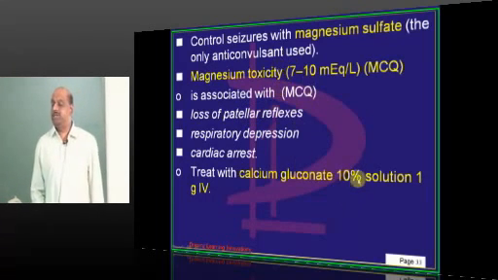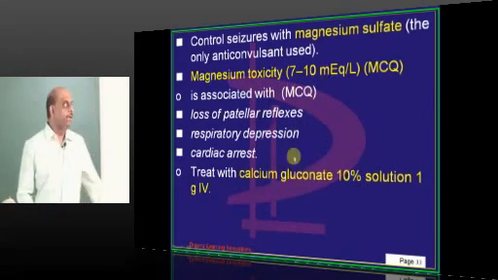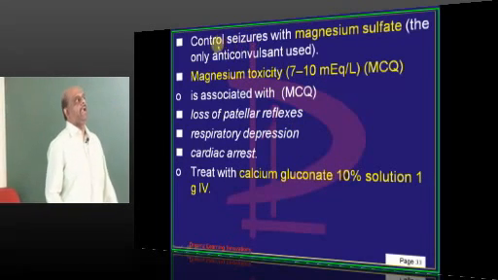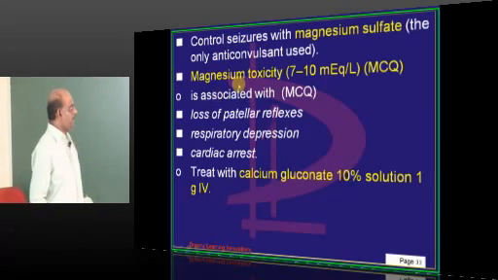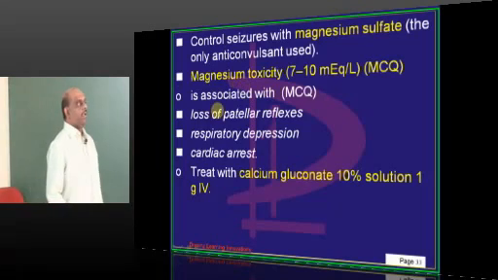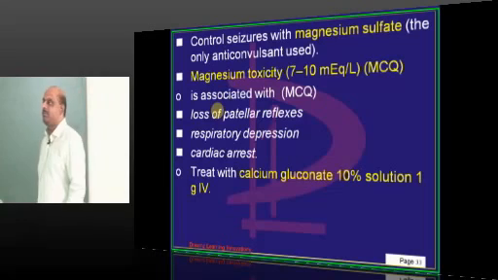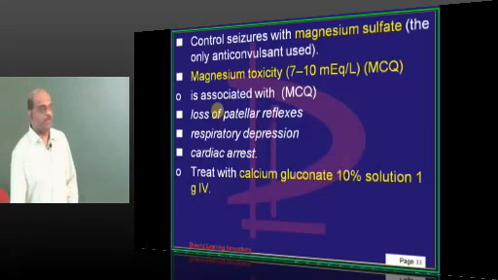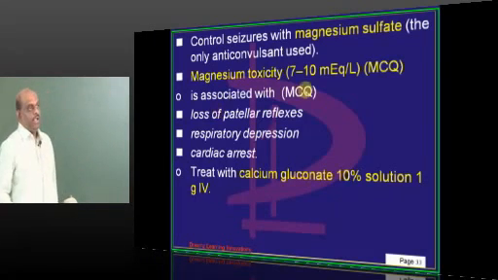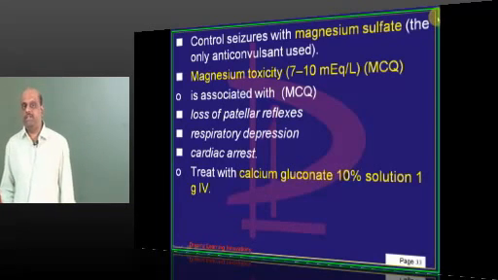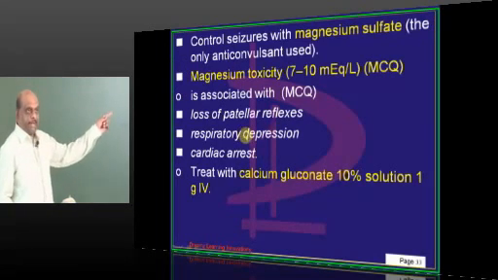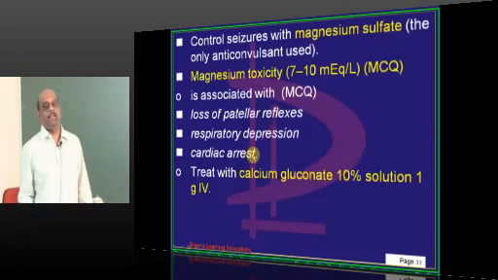So whatever it is, seizures have to be controlled using magnesium sulfate, the only anticonvulsant which is being used. Now doctor, at what concentration of magnesium sulfate do you expect toxicity? Around 7 to 10 milliequivalents per liter. And what are the cardinal features of magnesium sulfate toxicity? Patellar reflexes, areflexia will be developing.